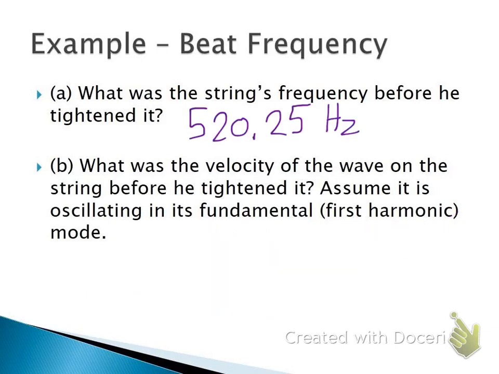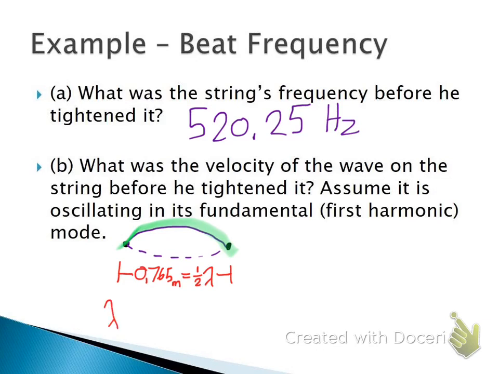What was the velocity of the wave on the string before he tightened it? And I can assume that it's in its fundamental mode. Alrighty. Well, on the fundamental mode, the string is locked down on one end, locked down on the other. The first harmonic just takes me from one node over to the next node. And that's it. Since I know the length of his string is 76.5 centimeters, or 0.765 meters, I can set that equal to 1/2 a wavelength. Because in the first harmonic, going from one node to the next spans just half a wavelength.